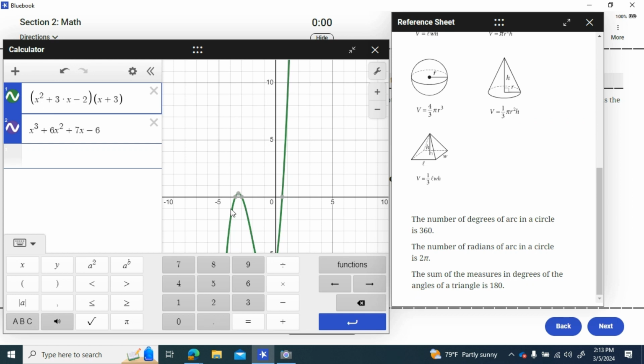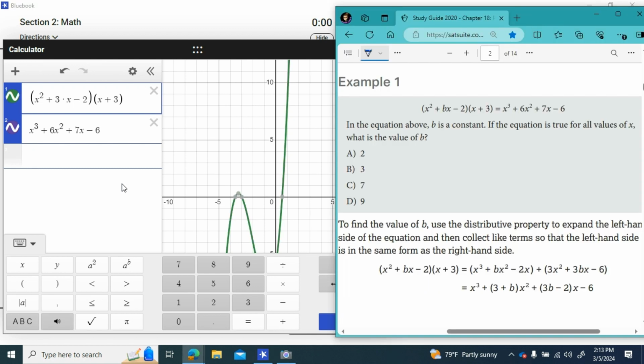Did you see what just happened? My green line moved directly on top of my blue line, which means that these two equations are equal when b equals 3. But not when b equals 7, not when b equals 9, not when b equals 2, but only when b equals 3. So for this question, we have our answer right here.